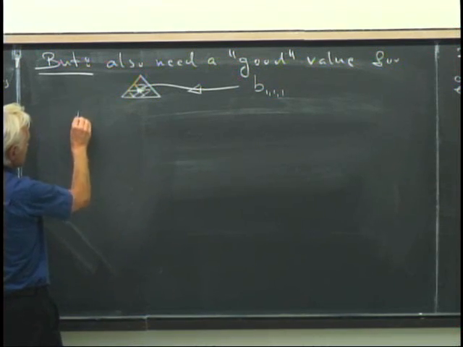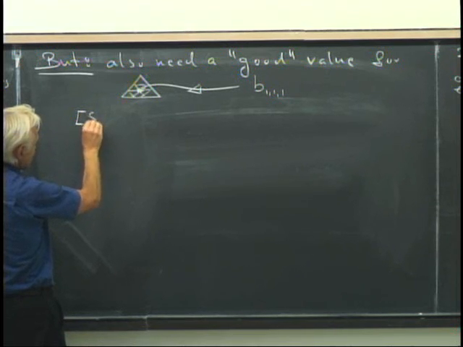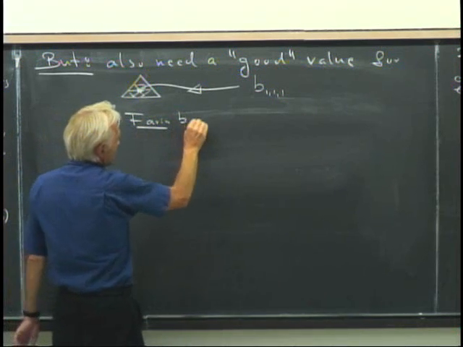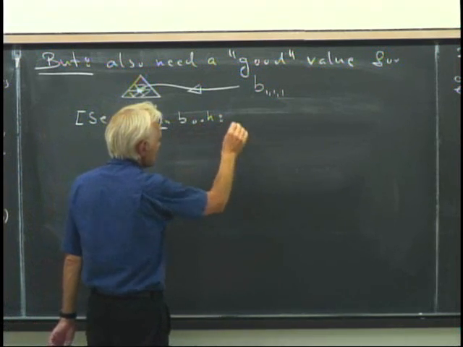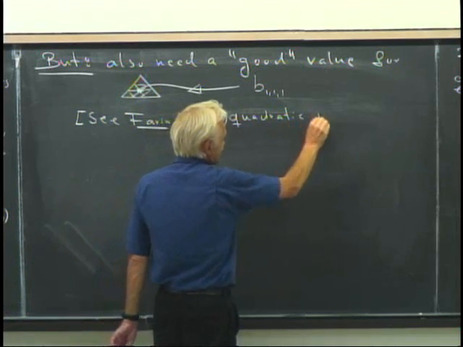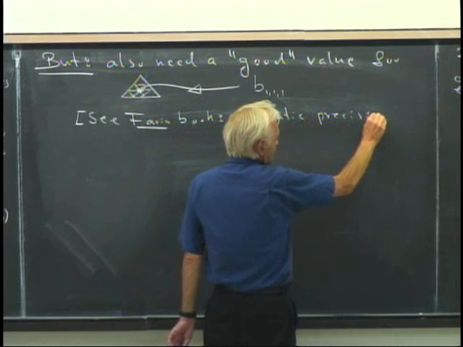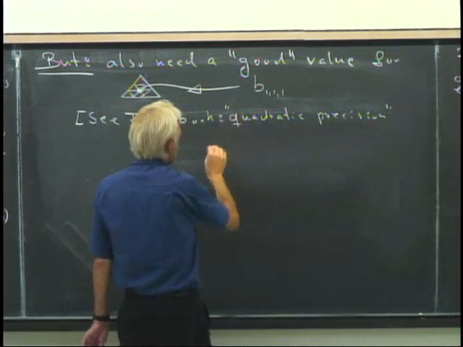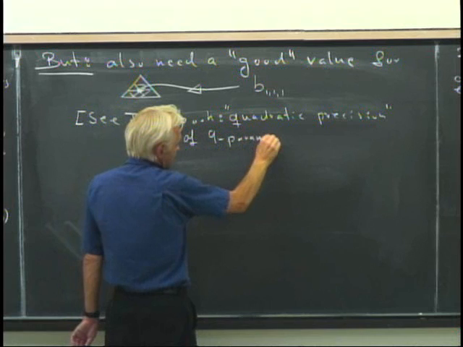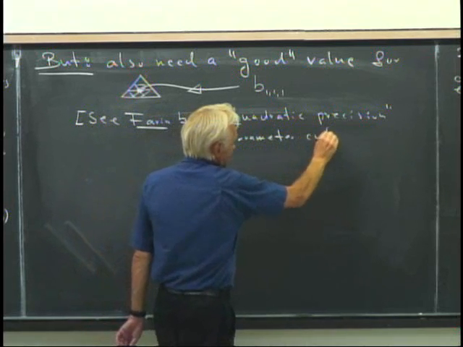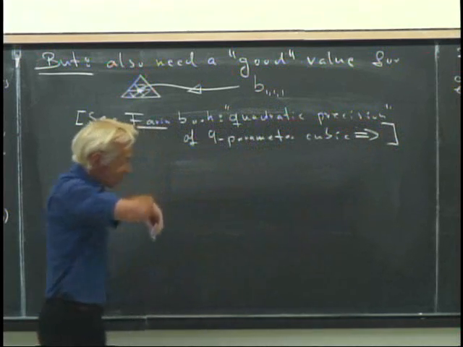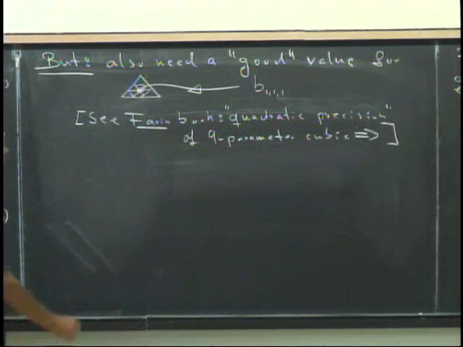And just read the Farin book. See Farin book on quadratic precision. Quadratic precision of 9-parameter cubic. Then ultimately when you force that, you get the construction and the condition for B11.